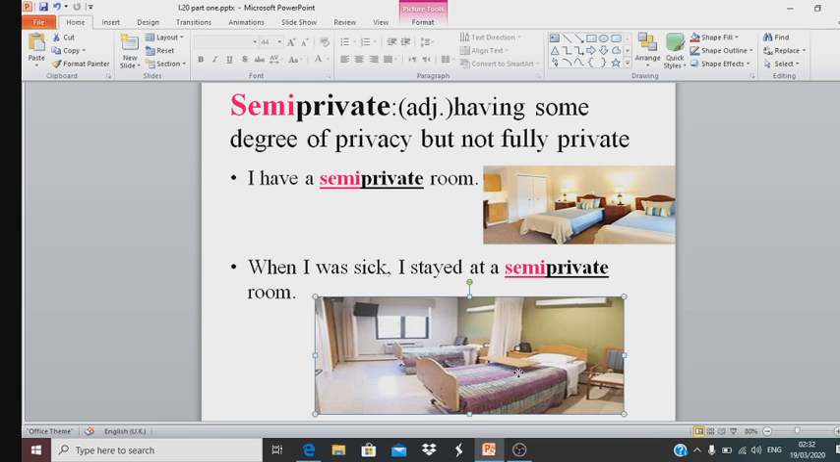Or do you know, here in this picture, if someone is kept in a hospital and he shares the room with another patient, we call it also a semi-private room. When I was sick, I stayed in a semi-private room.